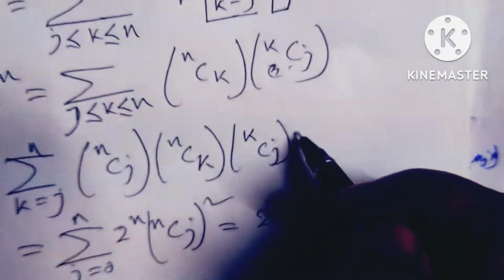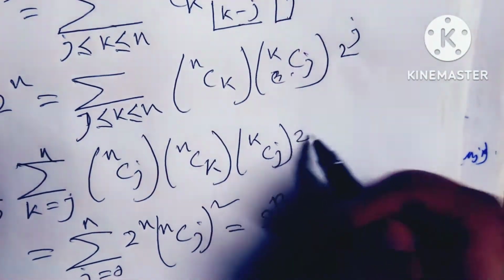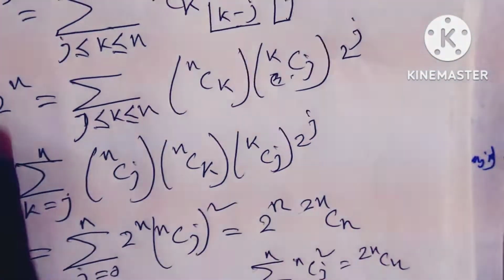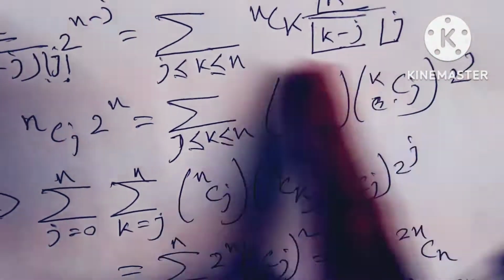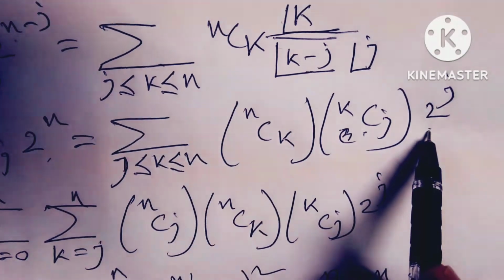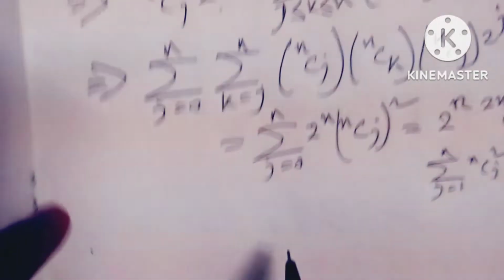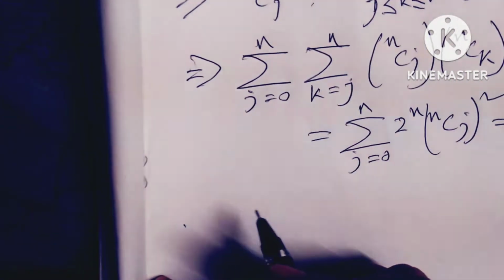Now again we get a multiplication by 2 to the power j here also, because of n minus j, and here 2 to the power n and 2 to the power j. Now let's see how to solve.